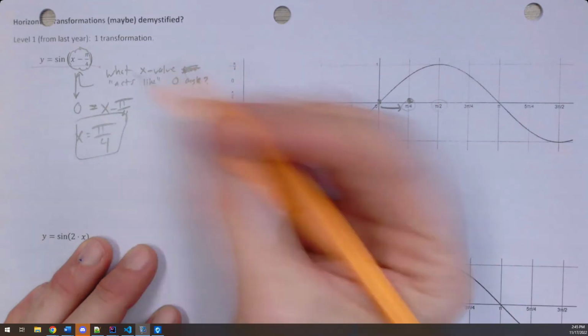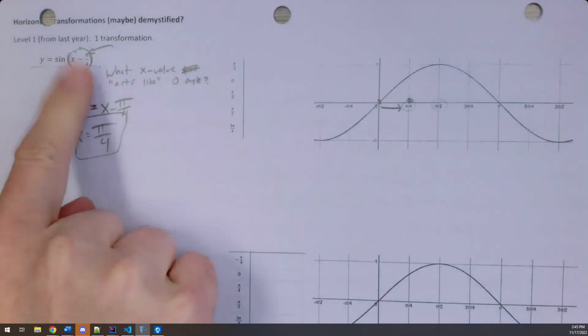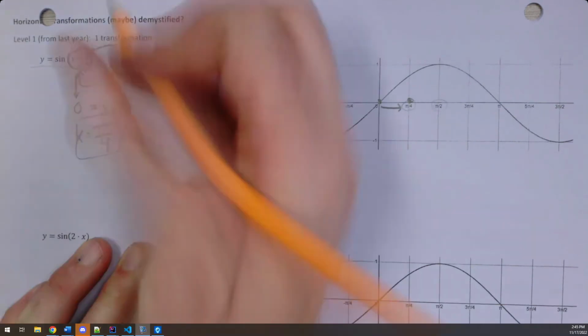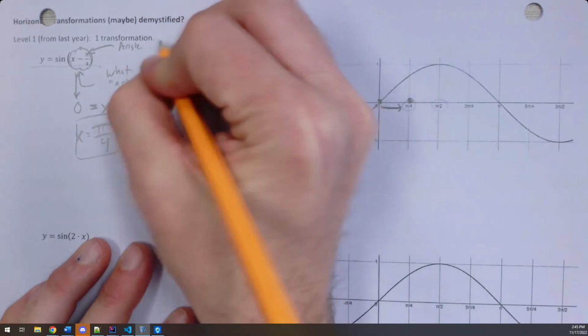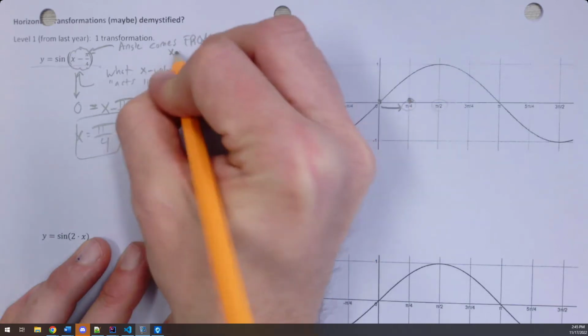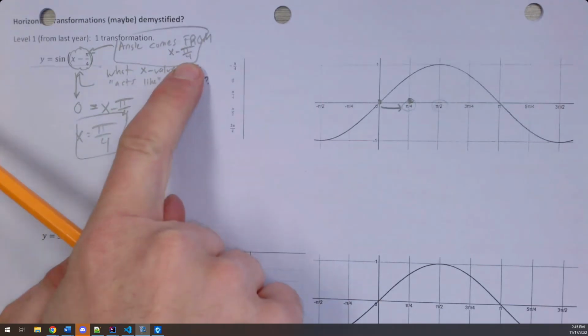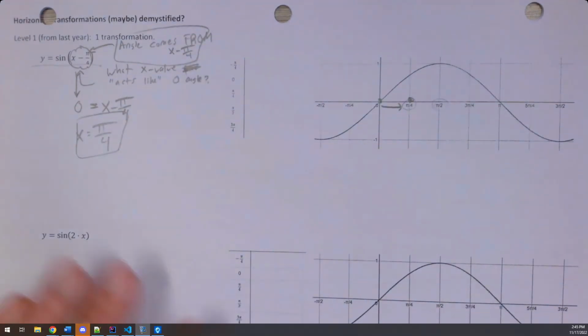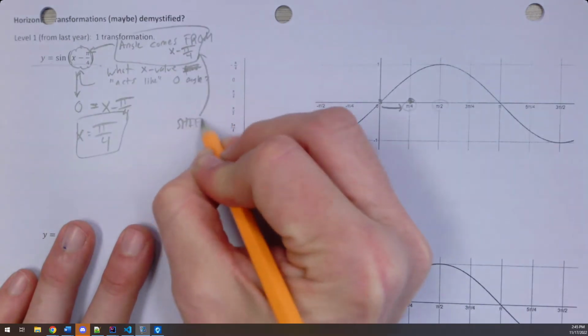So the phrase that makes sense to me: the number that's inside this bubble is an angle, right? So the angle in my new graph comes from x minus pi over 4. So the angle is coming from the place that's pi over 4 to the left. But that's why it's a shift to the right.